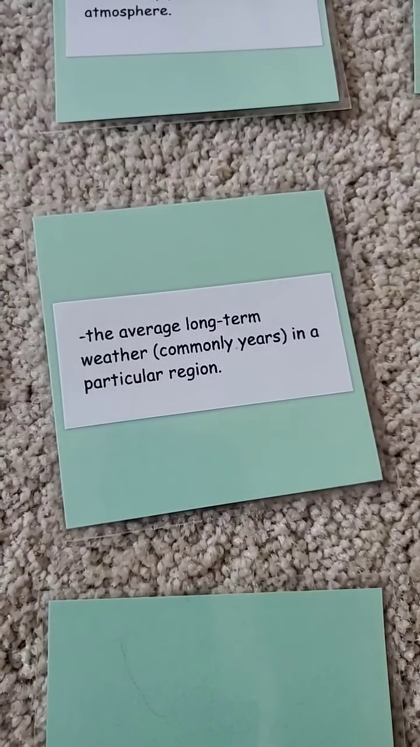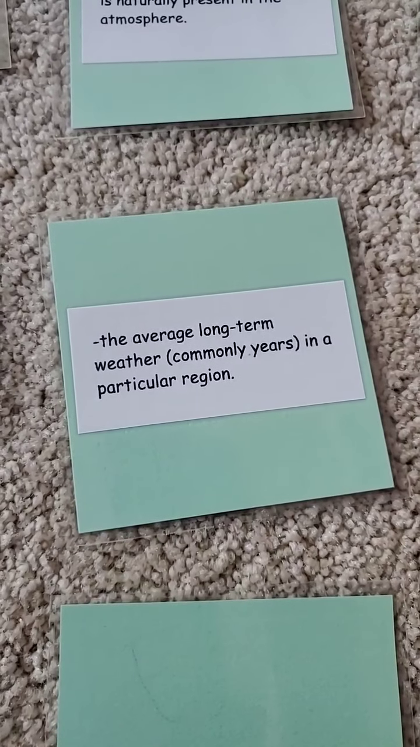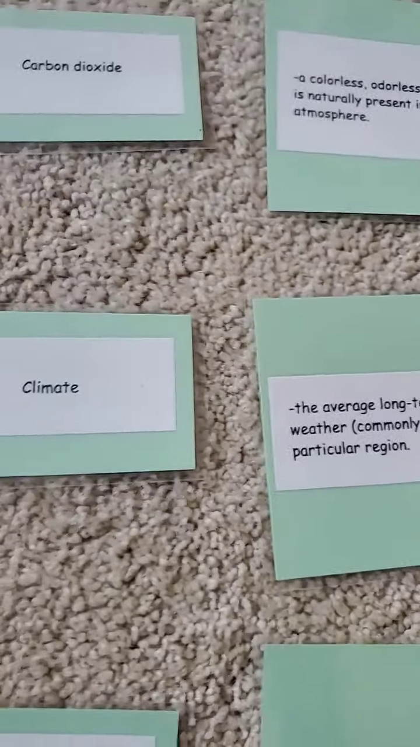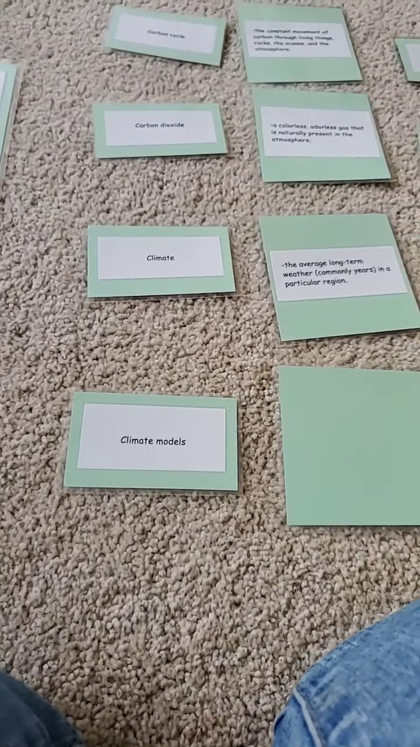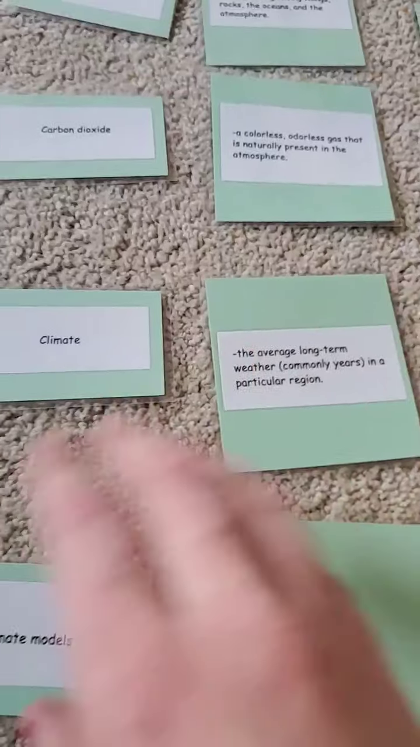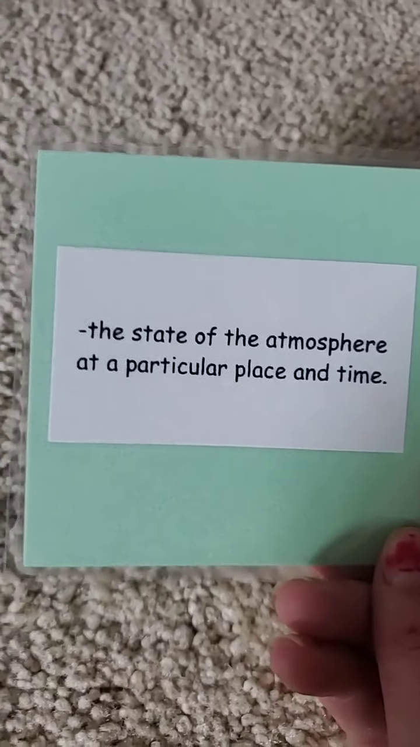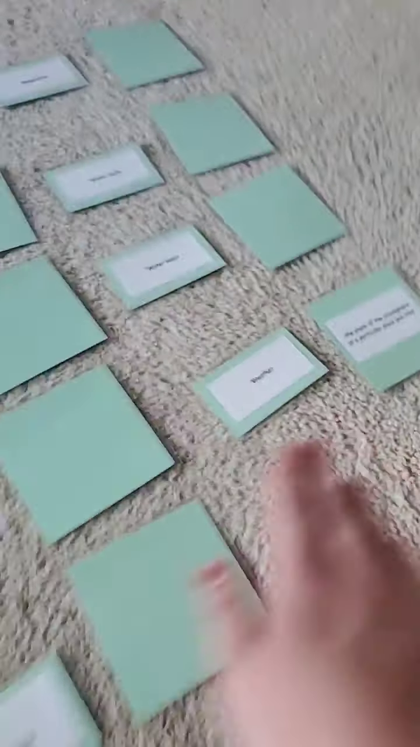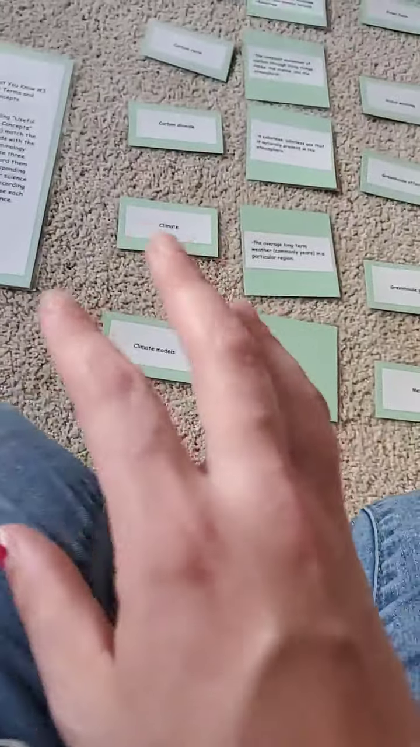And then climate. What is climate? The average long-term weather in a particular region. It's a lot different than weather, because we also have a weather term on here. Climate is over long periods of time, at least 30 years. But weather is something that is happening all the time. The state of the atmosphere in a particular place at a particular time. Climate is over a long period of time, at least 30 years, and weather is what's happening in the moment right now.